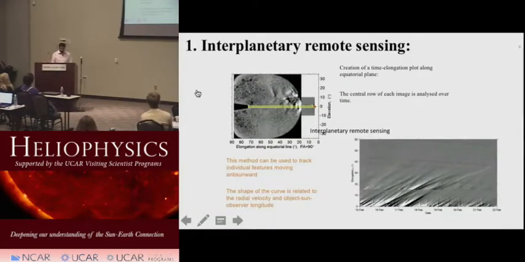Okay, so let's go into some of the techniques that you'll probably see people talking about when they talk about STEREO data. At some point, you'll probably hear people start chatting about J-maps, and you'll be going, what on earth is a J? Basically, it's just a height-time map. And that's all you need to think about it.